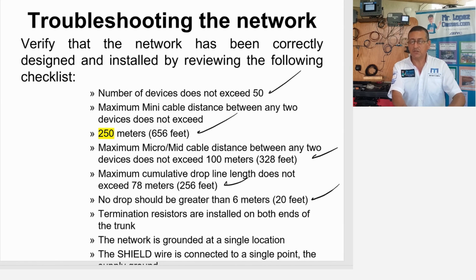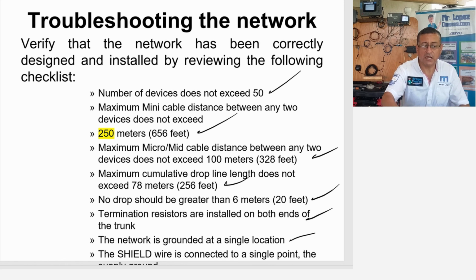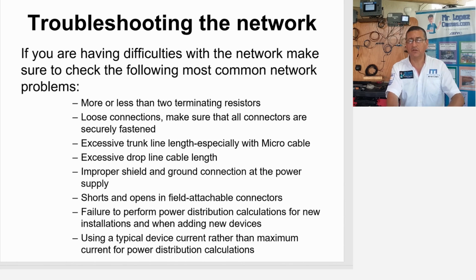Perfect. The terminal resistor should be installed at both ends. Perfect. The network should be grounded in a single location. The shield will be connected to a single point on the bonding systems. This is the recommendation. Another recommendation during the troubleshoot is this: more or less than two terminal resistors are not recommended. The recommendation is one terminal resistor at the beginning and another at the end, no more.